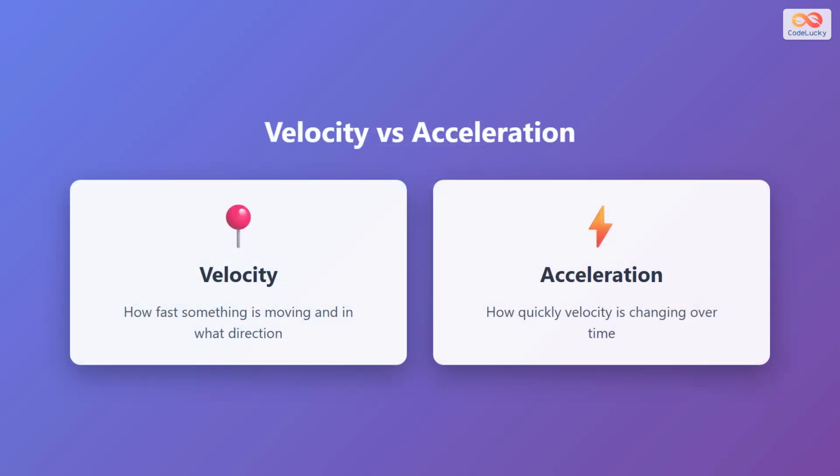Before we dive into acceleration, let's clarify the difference between velocity and acceleration. Velocity tells us how fast something is moving and in what direction. It's a measure of motion at a particular moment. Acceleration, on the other hand, tells us how quickly that velocity is changing over time. Think of velocity as where you are now, and acceleration as how rapidly you're getting there or slowing down.